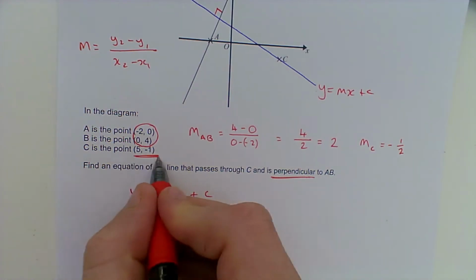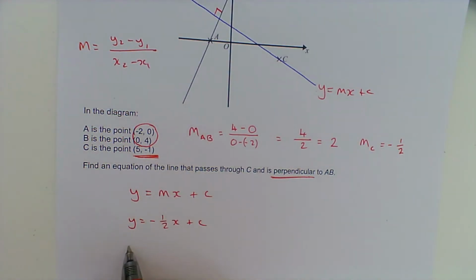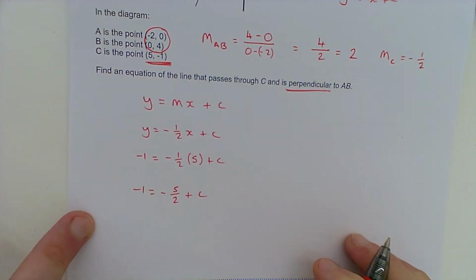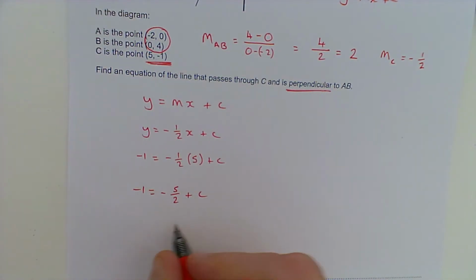And then the last thing I've got is some points which it goes through, so x and y. So negative 1 is equal to negative a half lots of 5 plus c. Multiplying it out, we get negative 1 is equal to negative 5 over 2 plus c. Sorry, I'll move that up so you can see it. And now I've just got to rearrange it. So negative 1 plus 5 over 2 is equal to c.